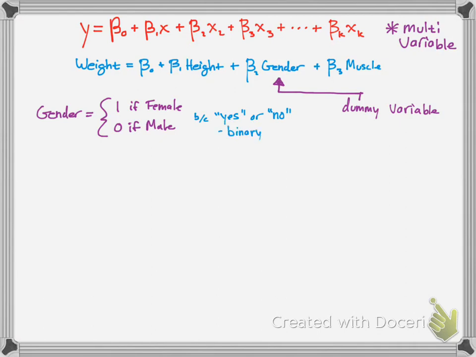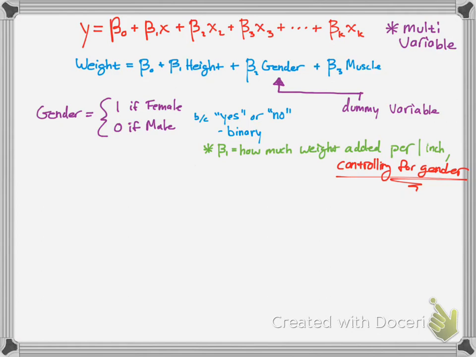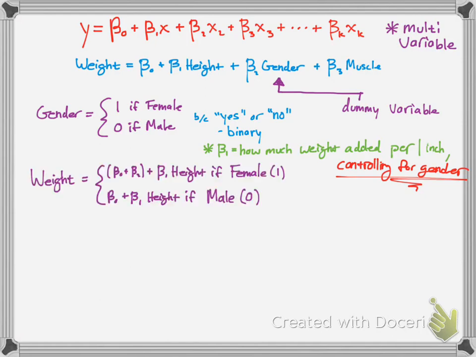Now, this is a binary kind of thing, so it's either one or the other. Since our beta 1 represents our slope, it's pretty much saying how much weight we are adding per inch, and that is controlling for gender. This is where we would be able to take an analysis into account by controlling for gender, how much weight we'll be able to add per inch.